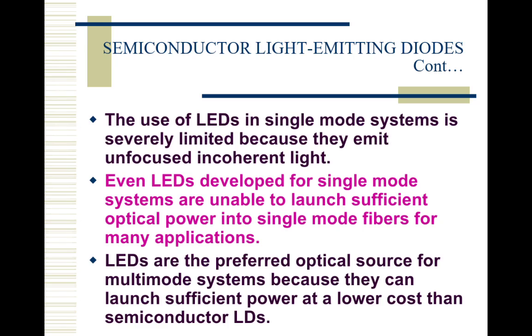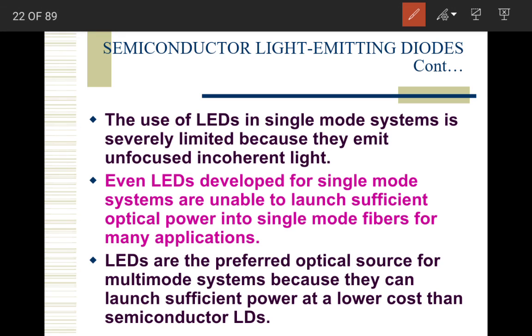Coherent means it will go in a straight line, in a particular direction. But we can't use an LED in a single mode fiber, because in a single mode fiber the light only goes in a straight line. It will not hit the boundaries of the core or cladding. Suppose I draw a figure here: this is the optical fiber, and in it the light will go in a straight line. It will not hit the core boundary or move like that.